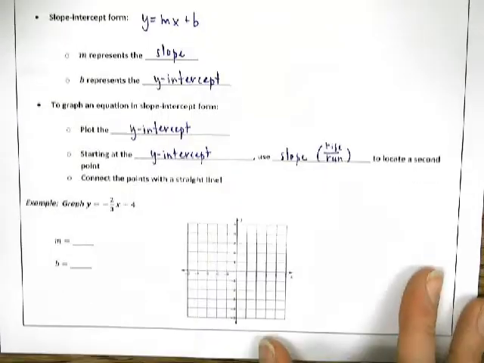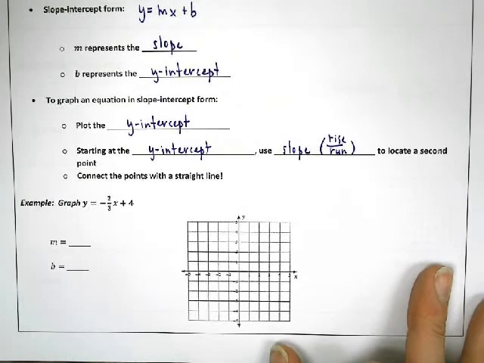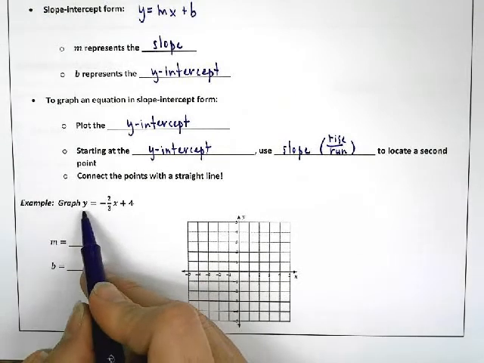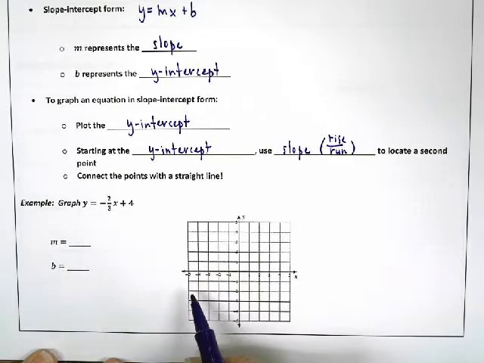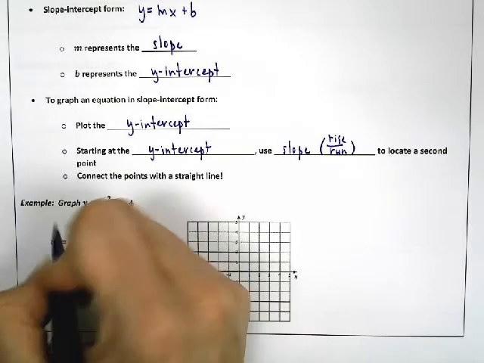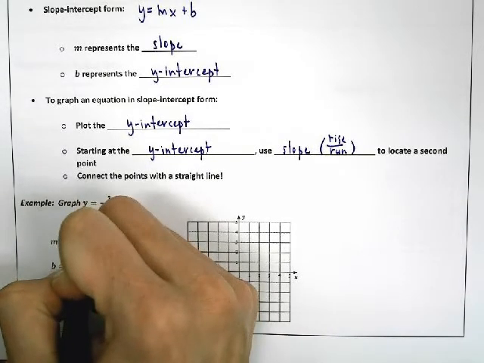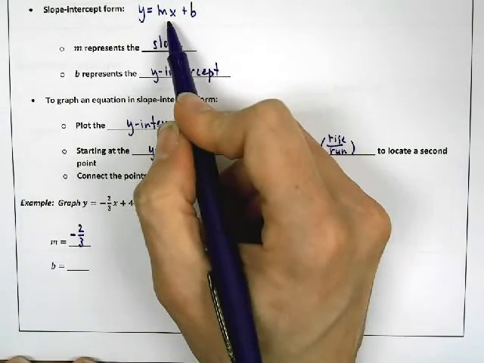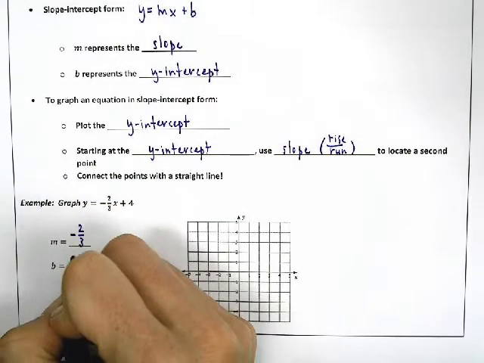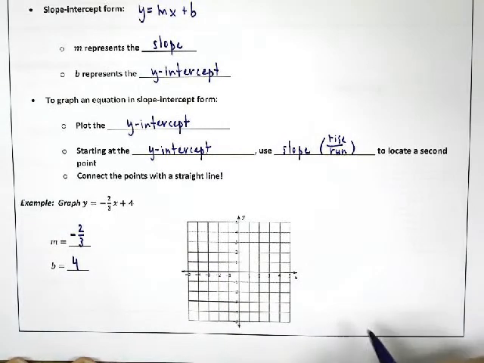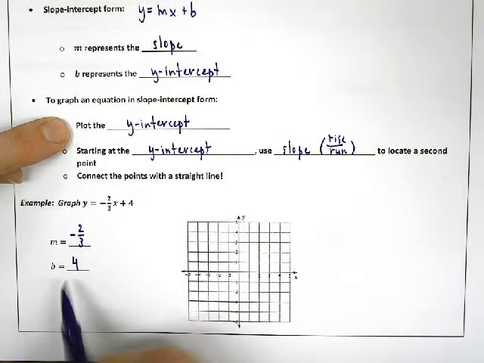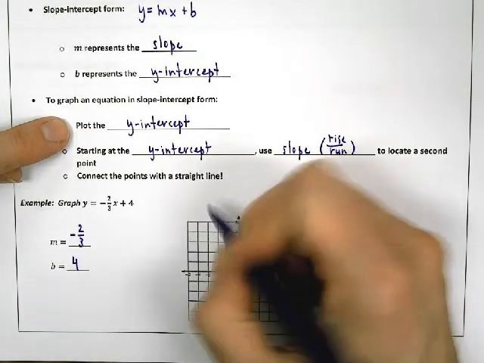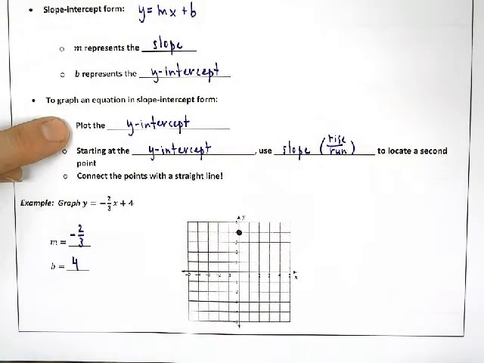straight line. So for example, if I had this equation here, and I was asked to graph y equals -2/3 x plus 4, first thing I would pick out my m, which I know is -2/3, because the m goes with the x. My b is a +4, and now I'm going to follow my steps. So the first step said to plot the y-intercept. Well, here I have a +4, so I'm going to go along the y-axis, and I'm going to plot a point at +4.